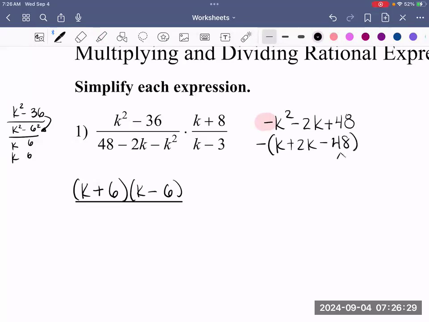So now we can figure out, well, what are some factors of 48? Well, we have 1 and 48. You have 2 and 24. You have 3 and 16. Let's see, you have 4 and 12. Let's see, 5 won't work, 6. We have 6 and 8.